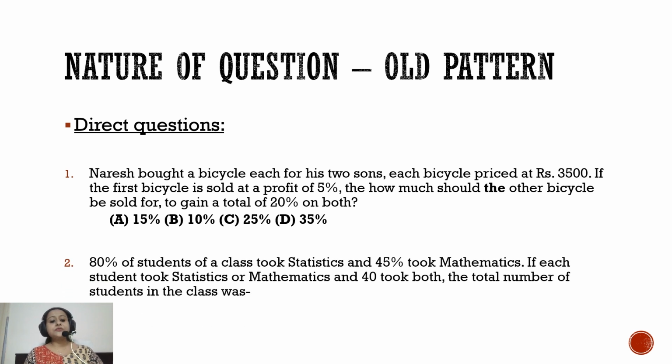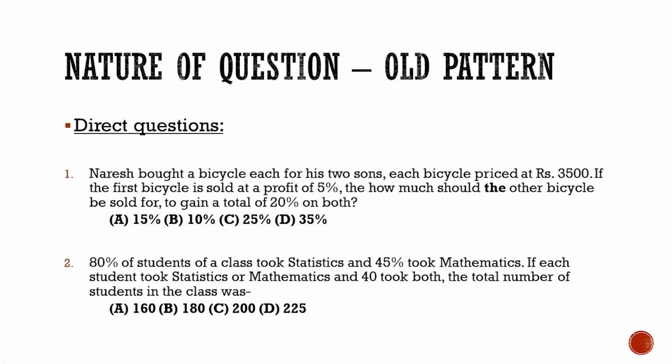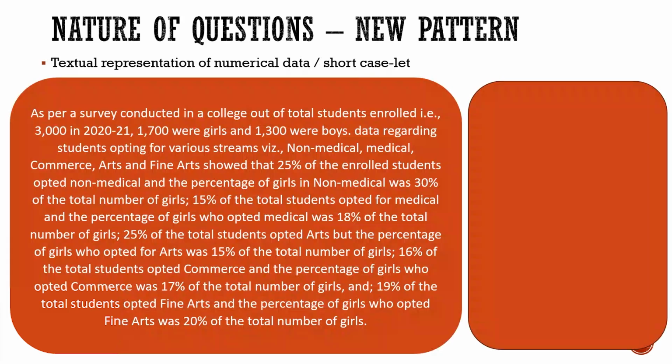Secondly, the second question was like this: 80% of the students of a class took statistics and 45% took mathematics. If each student took statistics or mathematics and 40 took both, then you have to calculate the total number of students in the class. Again, it is a direct question on percentage, right? And it was followed by 4 alternatives, 4 options. So this was the old pattern.